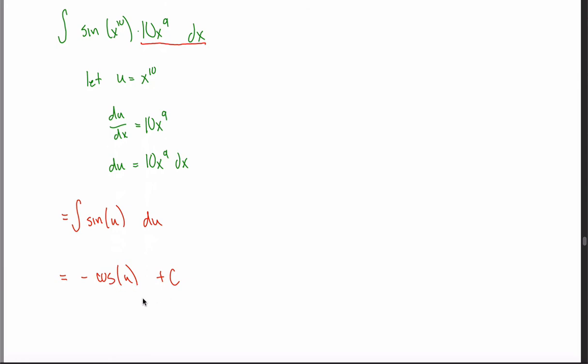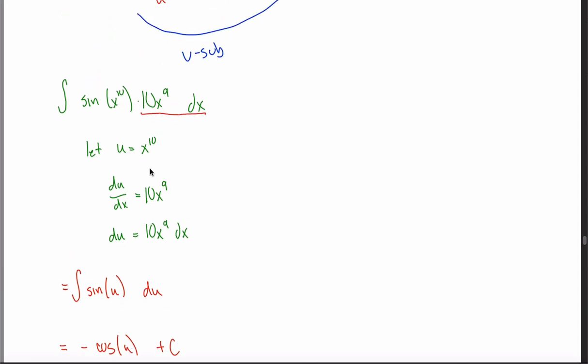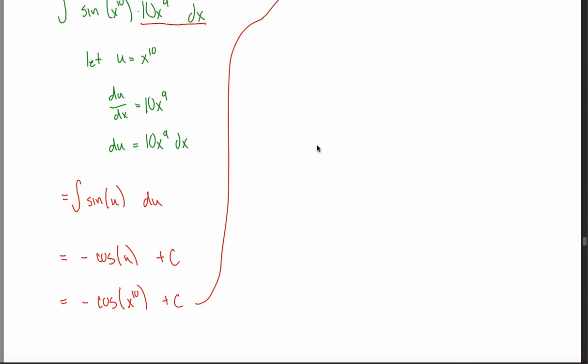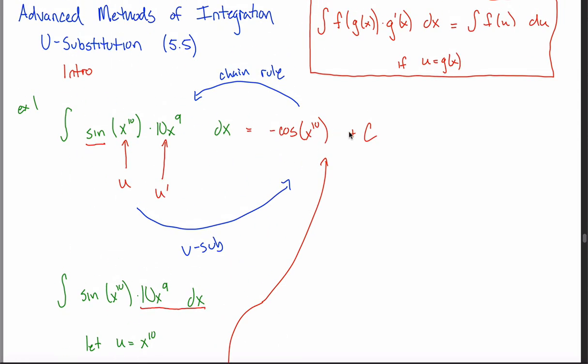And you're like, so my answer is the negative cosine of u plus c? No, of course not. U is something that you, y-o-u, created in this problem. Right? The original problem didn't have any u's at all in it. This is something that the student, I don't want to say you again, created. The student decided to change x to the 10th power into u. So I shouldn't leave my answer as negative cosine of u. I should say it's the negative cosine of x to the 10th power plus c. Which is exactly what we know the answer to be because we started out with this and we could check this by using the chain rule and taking the derivative. That's kind of wild. At least I think it's kind of wild.